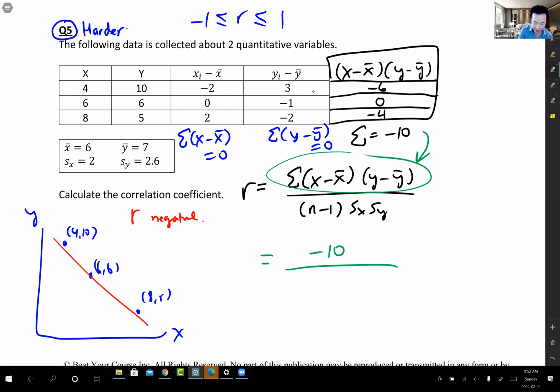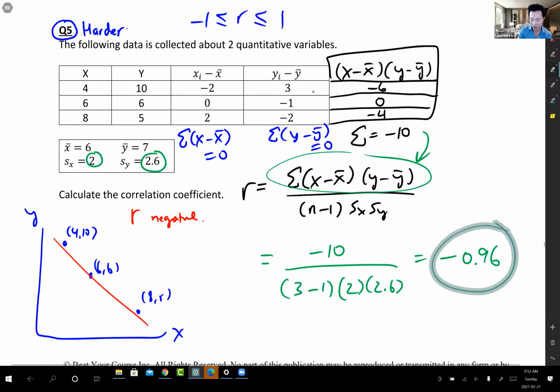The rest is downhill. How many observations are there? 3 observations. Standard deviation X is given, it's 2. And standard deviation Y is 2.6. Answer is -0.96. If you got that, good job. That was a harder one. So I established it's a negative correlation just by looking at the scatter plot, and I added an extra column so that I can complete the numerator of the correlation function.